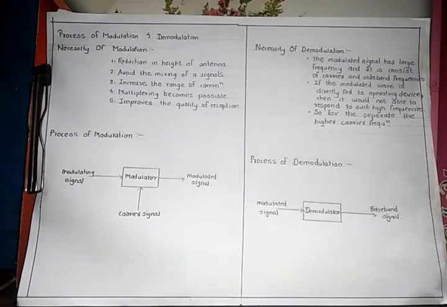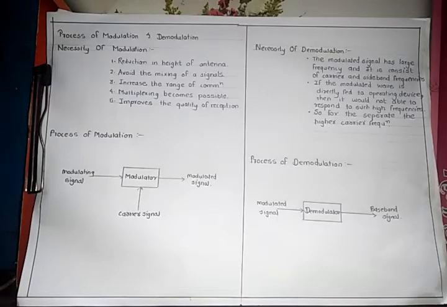So then I will explain the process of modulation. The total process of modulation is as shown in the figure. It consists of two input signals. First is the modulating signal and another is the carrier signal. The modulating signal is nothing but the baseband signal, or it is also called the information signal, and the carrier signal is nothing but the high frequency sinusoidal signal.